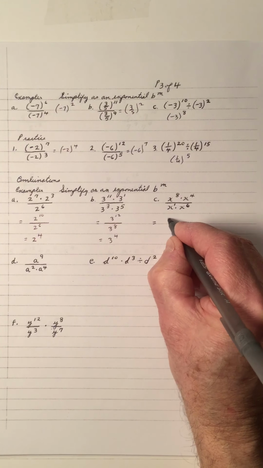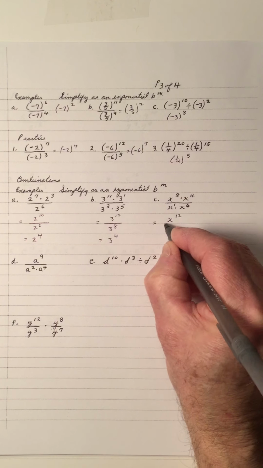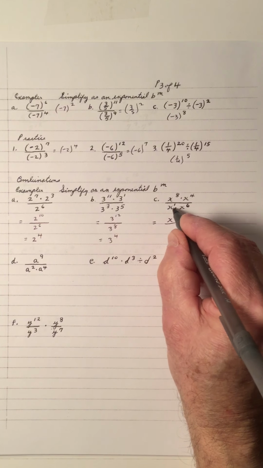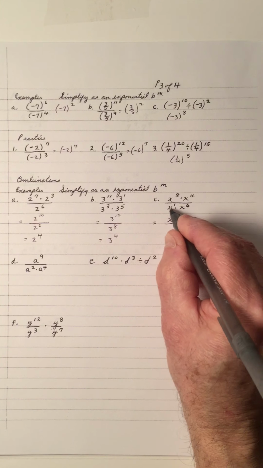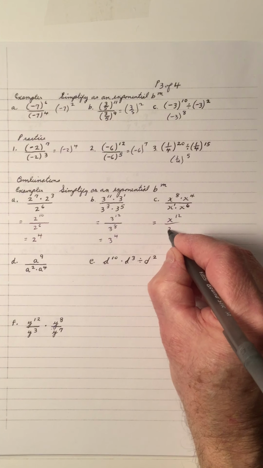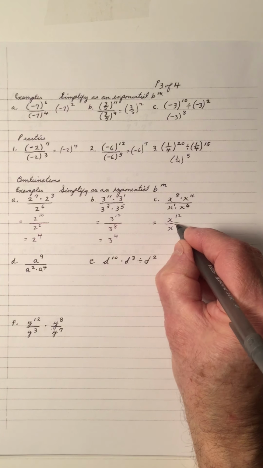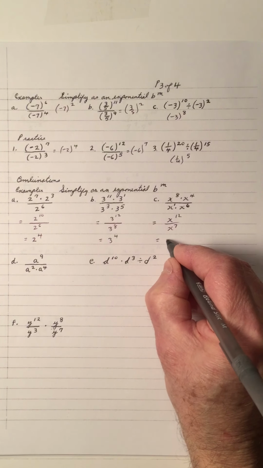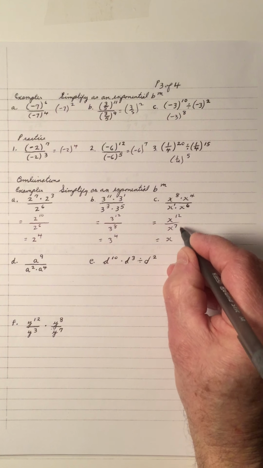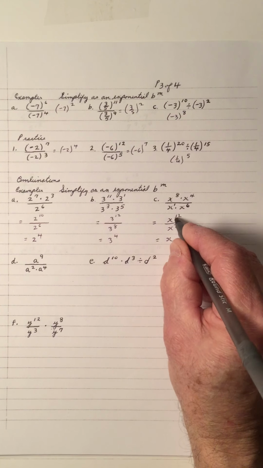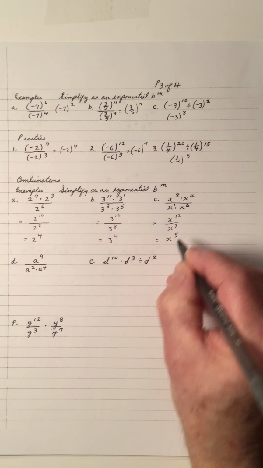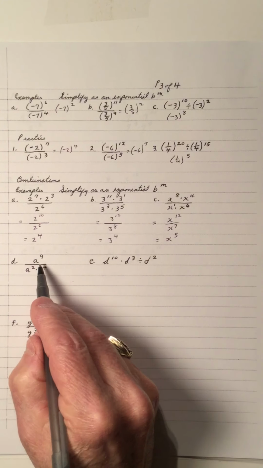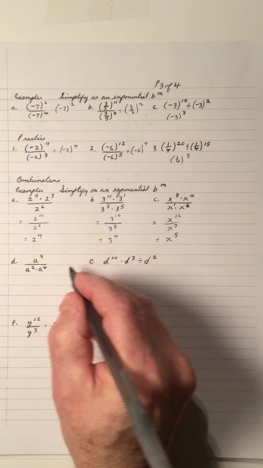And because we're multiplying, we add and get a 12. The exponential, the base here is x, and because we're multiplying, we add. So the numerator is done, the denominator is done, and the base is x, and we are dividing, so we subtract to get a 5. D, we have the top is okay.